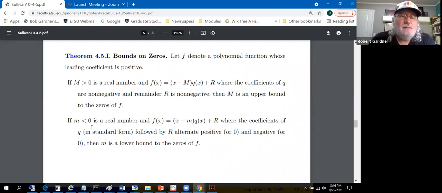If lowercase m is less than 0, one's positive, one's negative, m is a real number and f of x equals x minus lowercase m times q of x plus remainder capital R, where the coefficients of q in standard form, listed in decreasing order of powers of x, followed by r, alternate positive or 0 and negative or 0, then lowercase m is a lower bound to the zeros of polynomial function f.